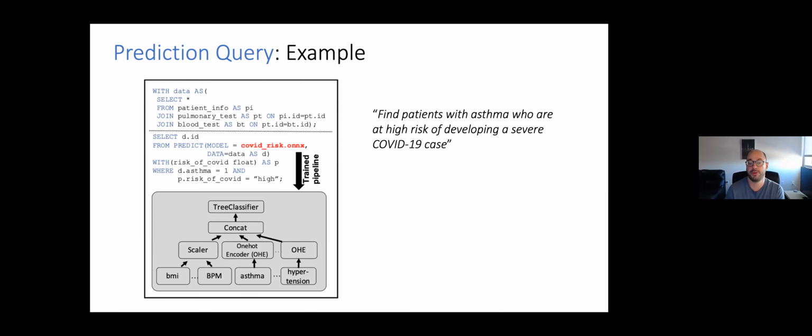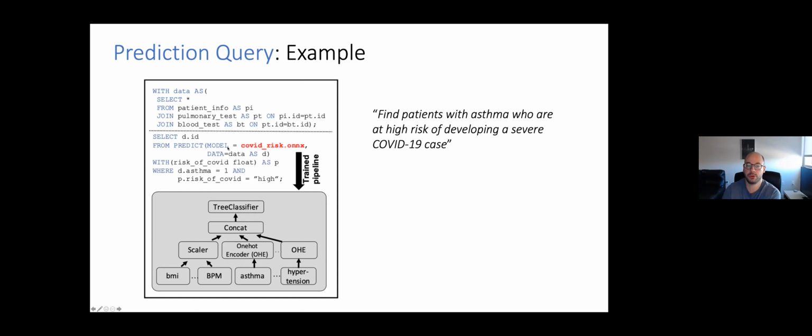It gets various features. It can get your BMI, whether you have asthma, hypertension, and so on. It does some featurization, scaling, one-hot encoding, etc., concatenates, and then it's a tree classifier. So we use that. This is the syntax we use in SQL Server. So essentially, you see this predict statement here.